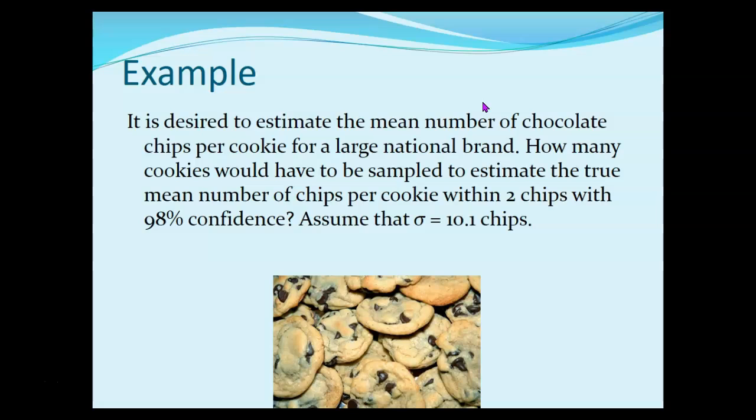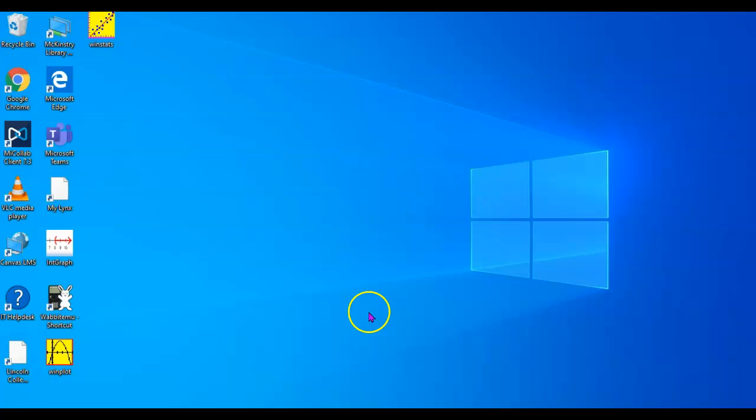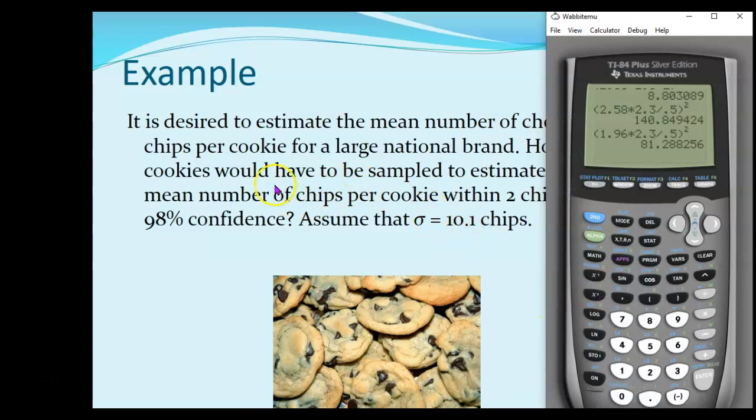Okay, another example. It is desired to estimate the mean number of chocolate chips per cookie for a large national brand. How many cookies would have to be sampled to estimate the true mean number of chips per cookie within 2 chips with 98% confidence? Assume that sigma equals 10.1 chips. So first of all, notice this is a question about sample size. How many cookies would have to be sampled? How big does the sample have to be to estimate the mean number of chocolate chips per cookie?